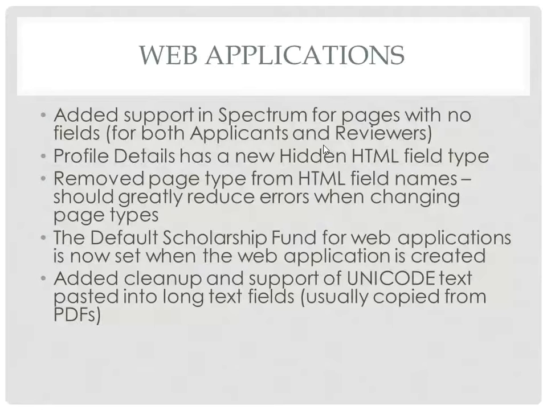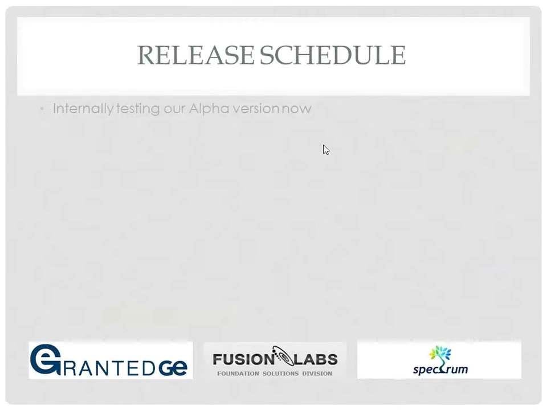And we're going to real quickly talk about the release schedule. Internally, we're testing our alpha version right now. I know we have found a couple of issues already in testing this week. We're going to be rebuilding this week. So we're still testing, ironing out all the kinks in GE 4.7 and Spectrum 1.11.